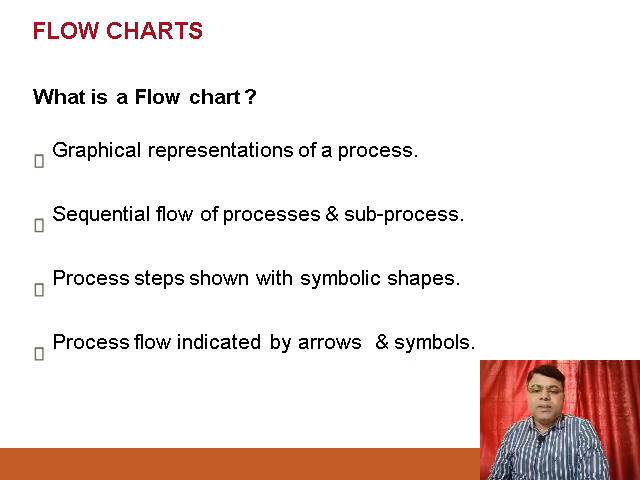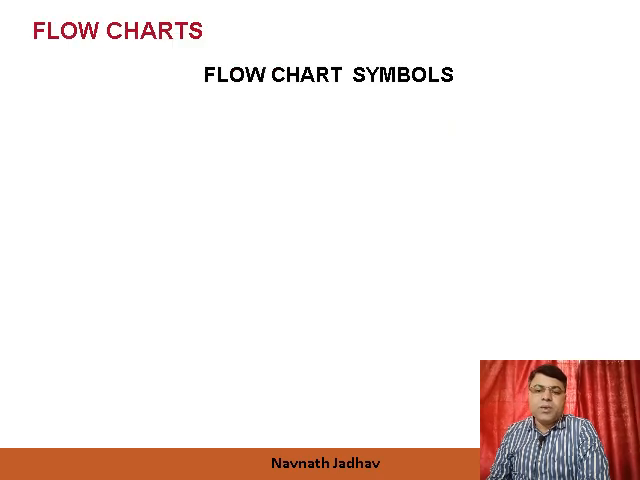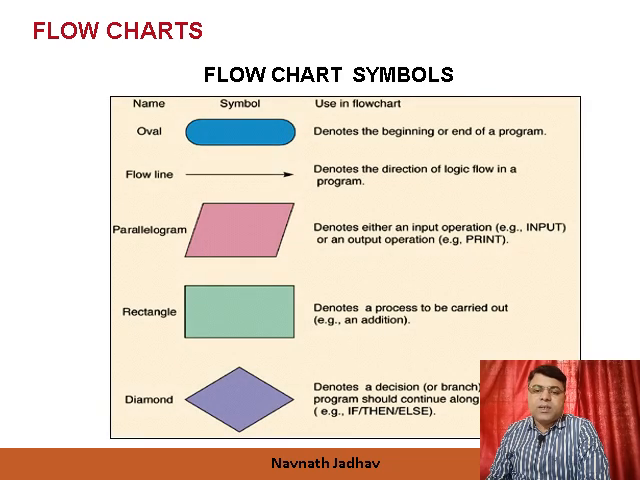Also, in this flowchart we have steps and some symbols. These symbols represent the flow of process, and these symbols are as below. First is the oval. The oval symbol is used for the beginning or end of any process. Flow line is the line which indicates the direction of the process. Then the parallelogram. The parallelogram denotes that there is some operation input or operation output.